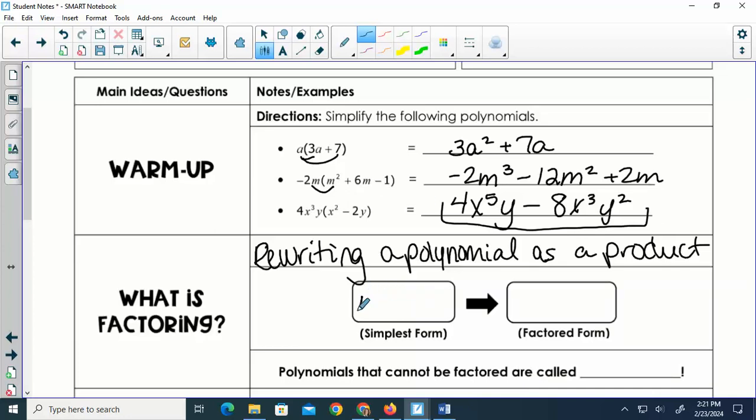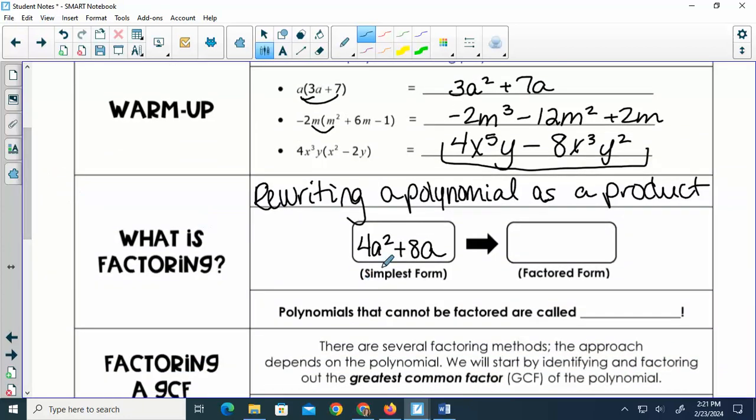So if I gave you something like 4a squared plus 8a, and we had to factor it, it's like looking at this and saying, okay, let's start with the coefficient. What number can divide both 4 and 8? 2 or 4. We'll go with the bigger. So 4 divides both of them. Then you look at your variables. We have 2 a's and 1 a. You have to take out the smallest number. Okay, I can't take out both of them because I don't have 2 a's here to take out.